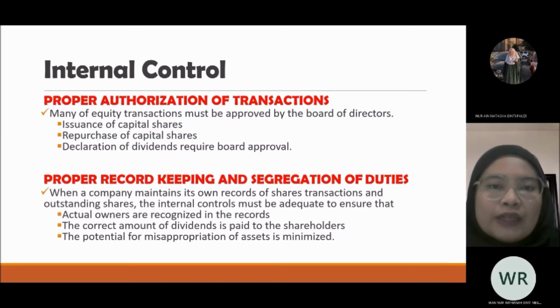Okay, second, proper record keeping and segregation of duties. When the company maintains its record of share transaction and outstanding share, the internal control must be adequate to ensure that the actual owners are recognized in the record, the correct amount of dividend is paid to the shareholder, and the potential for misappropriation of asset is minimized. As a control over capital share, most companies maintain a stock certificate book and a shareholders' capital share master file. A capital share certificate record records the issuance and repurchase of capital stock for the life of the corporation, while a shareholder's capital share master file is the record of outstanding share at any given time.